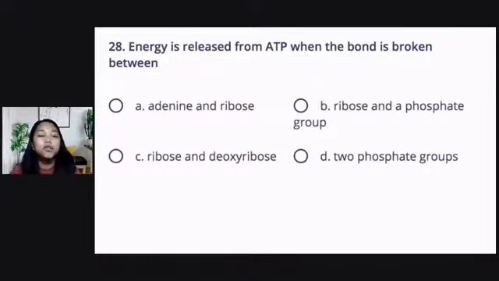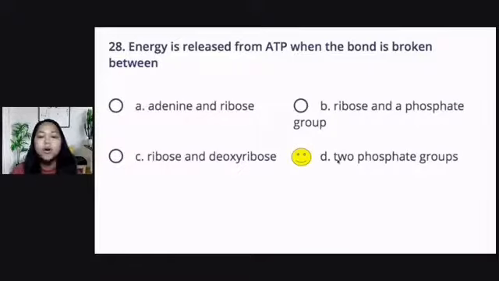Okay, so going back to number 28 here, energy is released from ATP when the bond is broken between, you remember your ATP is adenosine triphosphate, okay? Adenosine triphosphate po siya. It is the energy currency of the cell, no? Ito yung pinuproduce inside your mitochondria. Ito yung energy na ginagamit natin sa cell. Now, energy is released when the bond is broken between, the correct choice here would be letter D.